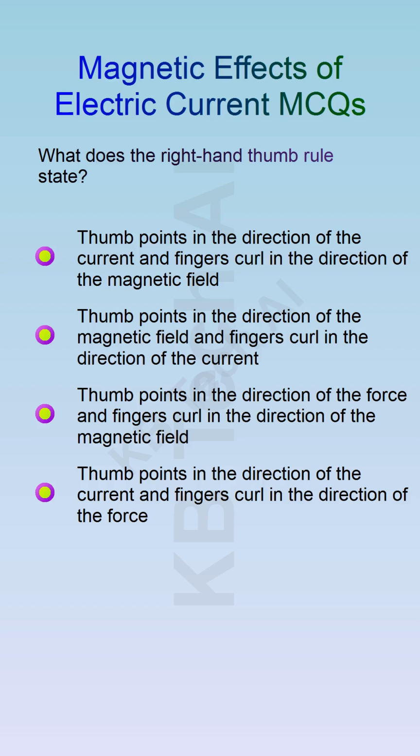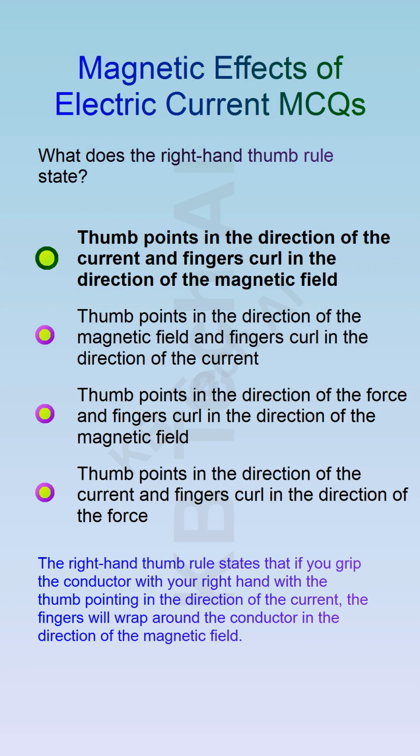What does the right-hand thumb rule state? Option 1, thumb points in the direction of the current and fingers curl in the direction of the magnetic field. Option 2, thumb points in the direction of the magnetic field and fingers curl in the direction of the current. Option 3, thumb points in the direction of the force and fingers curl in the direction of the magnetic field. Option 4, thumb points in the direction of the current and fingers curl in the direction of the force. The answer is, option 1, thumb points in the direction of the current and fingers curl in the direction of the magnetic field.